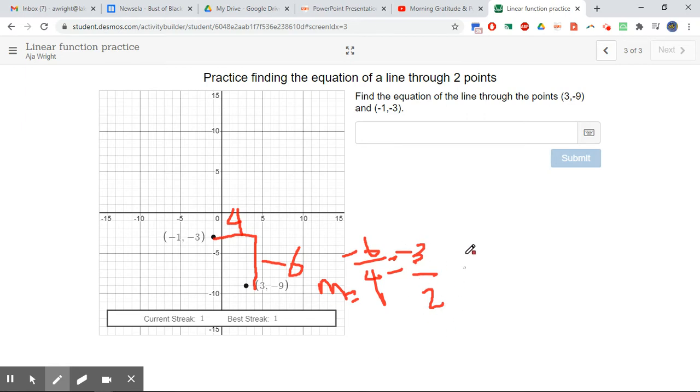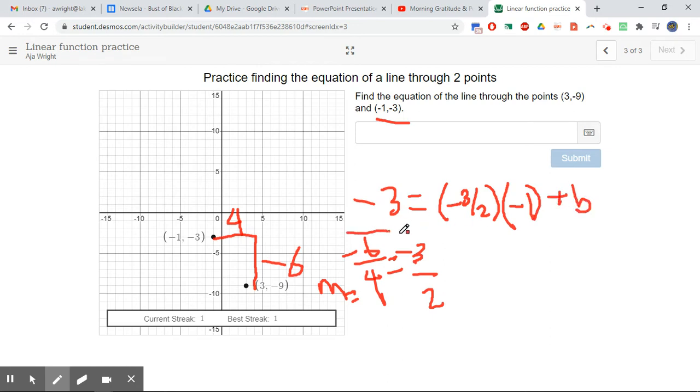Now we're going to pick one of these pairs. And let's say I just go for -1, -3. So I'm going to plug in -3 is my y. So y equals slope, which is -3/2, times x, which is -1, plus b. There was my slope calculation. Let's not get these mixed up.